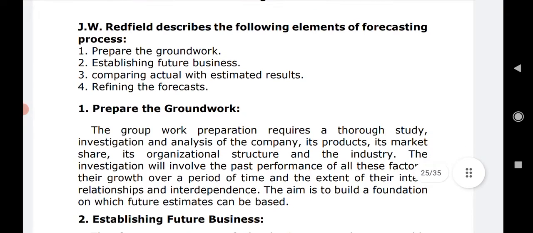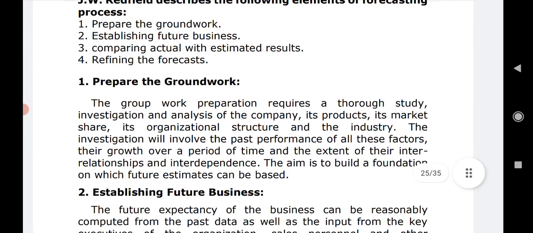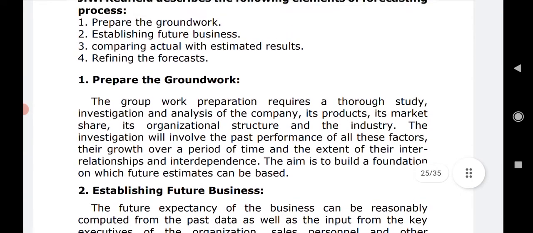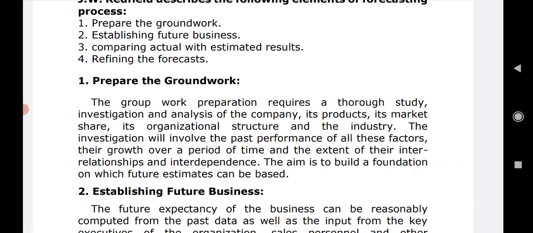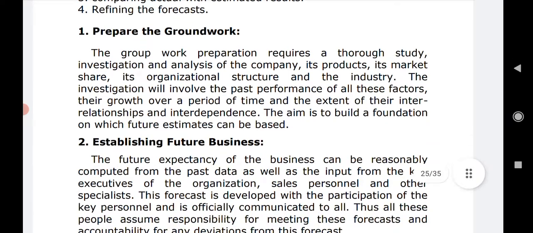Like preparing the groundwork. Naturally, you have to have the groundwork done. You have to have a thorough study, investigation and analysis of the company, its product, its market share, its structure; everything can be known, or everything is required. So it is an investigation even of the past performance of these factors. And then we can predict the future, so it has to be a proper and complete groundwork which is required.